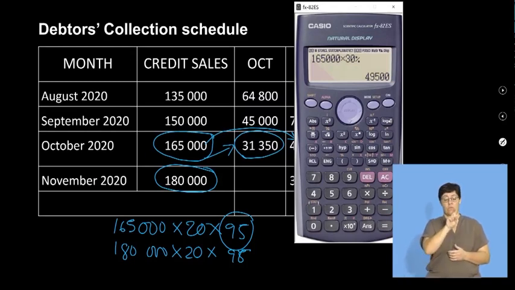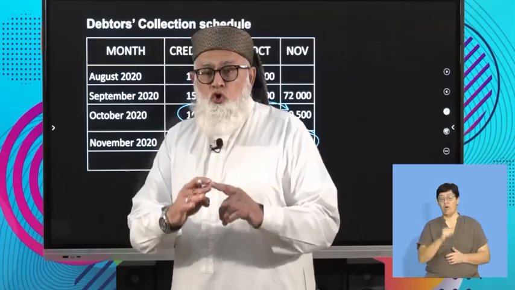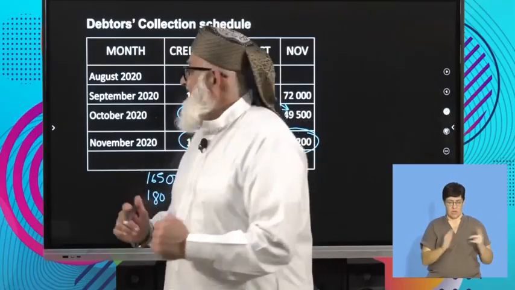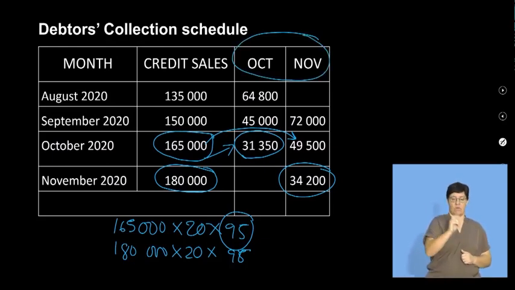Okay, so if we do that one there, let's take the 180,000 times your 20% is equal to that, times the 95%, and you will see that you get an answer of 34,200. There we go. There's the 34,200 for November. Once again, look at your calculations, and clearly you can see that each of these months will impact on my budget period, which is October and November.